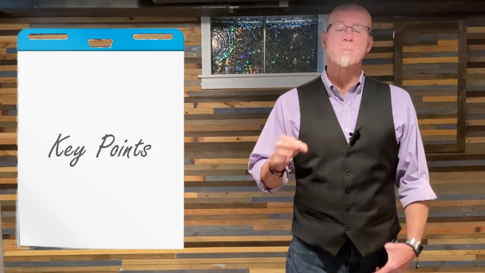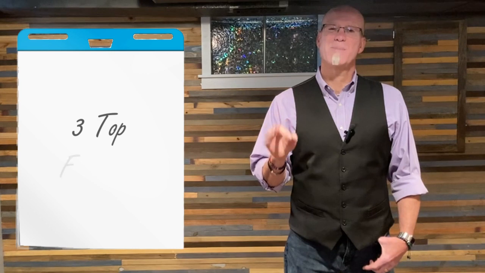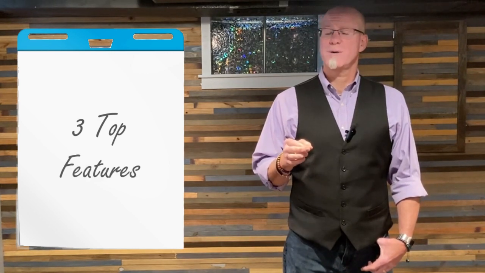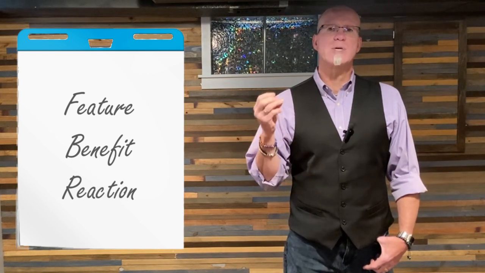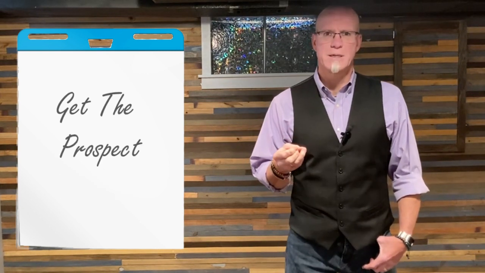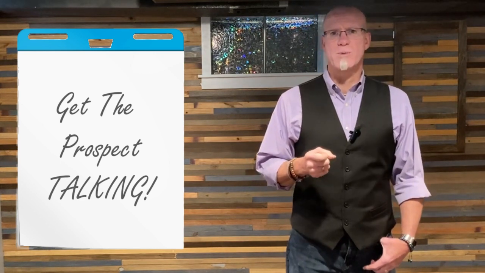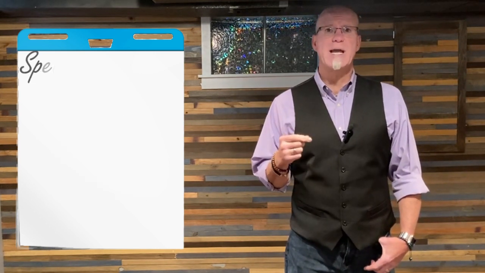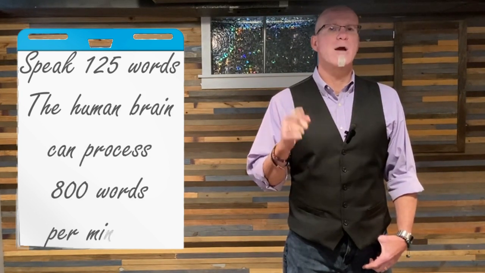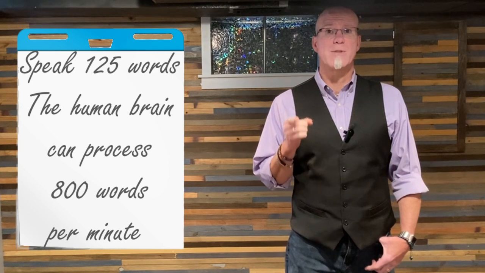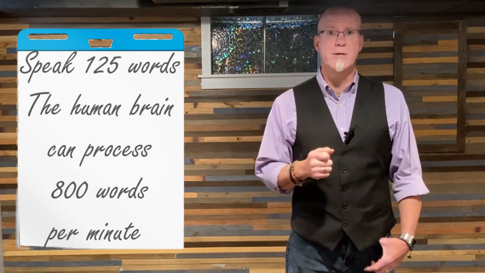Again, key points here: one, keep it to three, because that's about as much as the human is really going to want to hear. Two, you want to do a feature, benefit, reaction so that you can get the prospect talking. Why? Because it's the only way you understand what they're thinking. Again, you can speak at roughly 125 words a minute, but they're listening at 800. So their brain is doing other things while you are talking. Don't ever be fooled by that. So it's important to make sure that you, as quickly as possible, get them speaking.